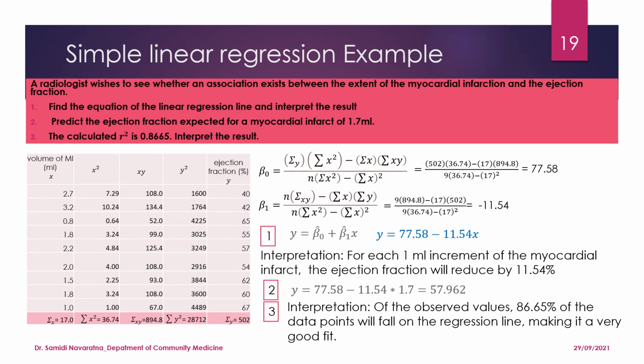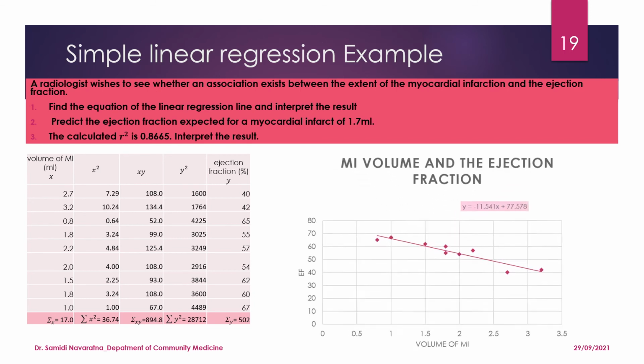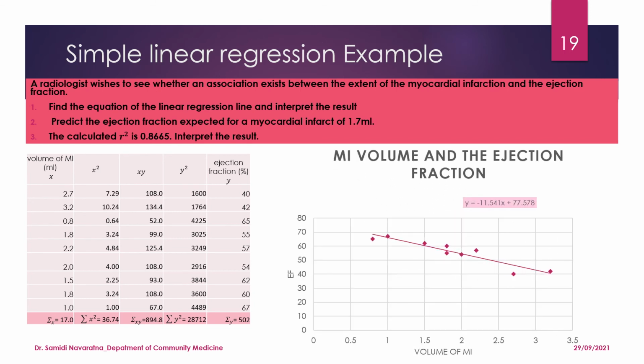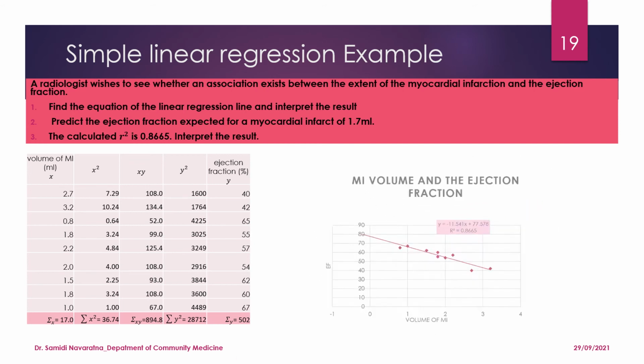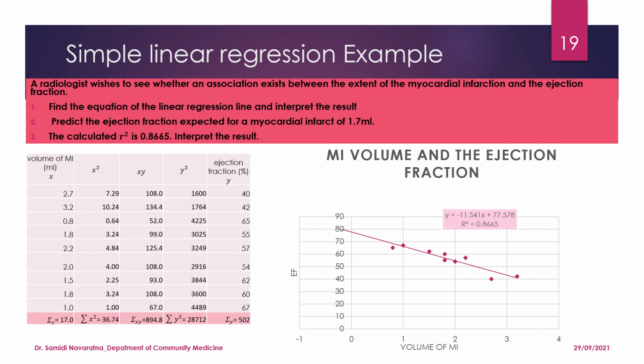So let's look at the scatter plot. This is the regression equation. And this is R squared. So I have extended the line to show the intercept here. So it's 77.578.